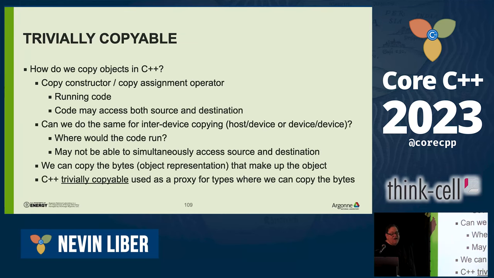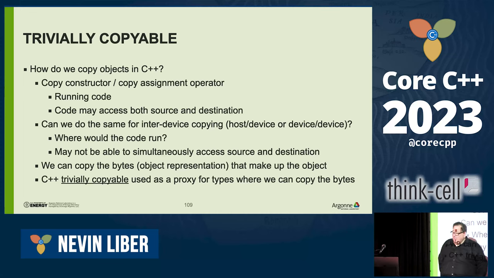Right, so sidebar, how do we copy objects in C++? We call a copy constructor normally. But that requires running code. So if you need to transfer between a CPU and a GPU, where would that code run? Does it have access to memory on both sides? But they give you ways to memcopy.